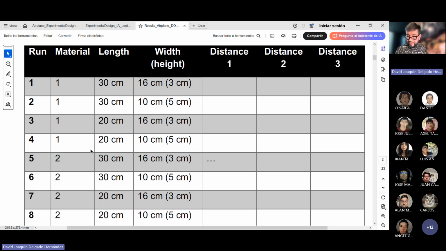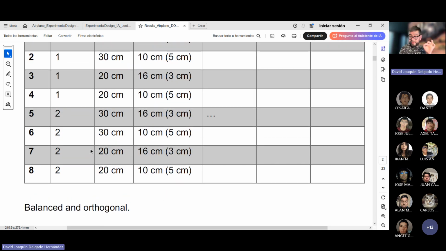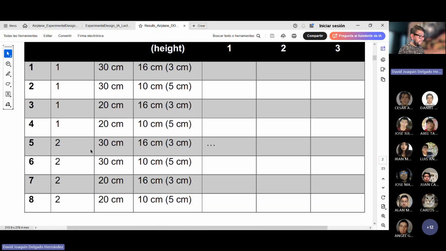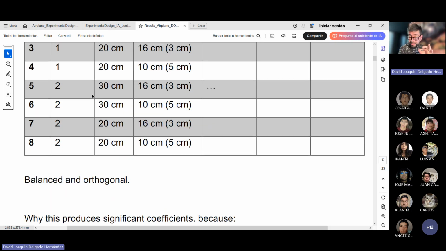And with each airplane, I will have 8 different airplanes. I will measure distance 1, distance 2, and distance 3. 3 throws, 3 trials for each of the airplanes, okay? Well, this is balanced and orthogonal. This is a very good design. This is a good design of experiment because it's systematic. I am carrying out exactly the same thing for the 2 materials, for the 2 lengths, and for the 2 widths. Exactly the same. This is a good design of experiment.